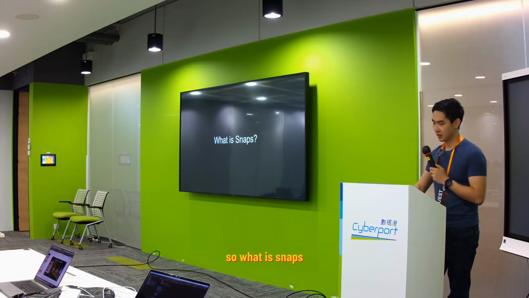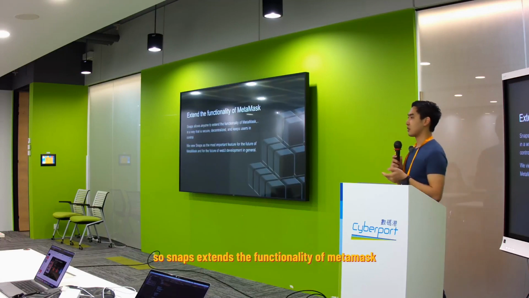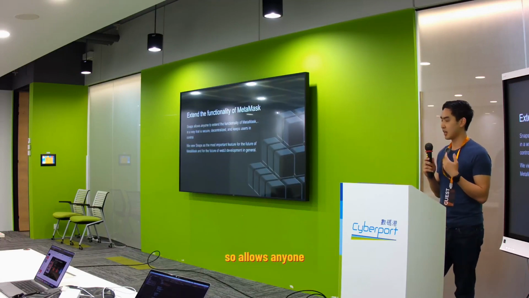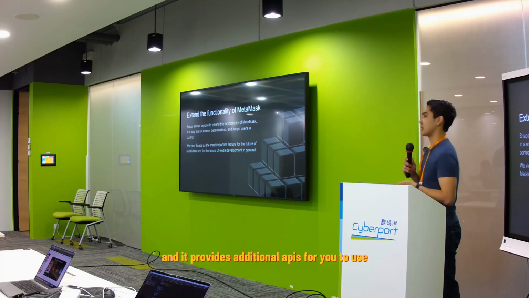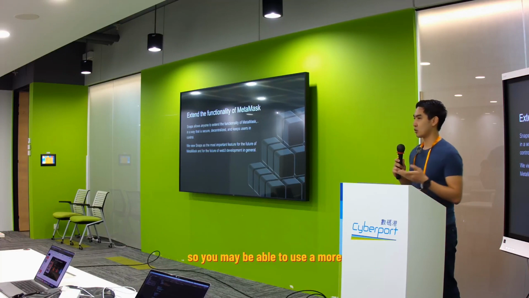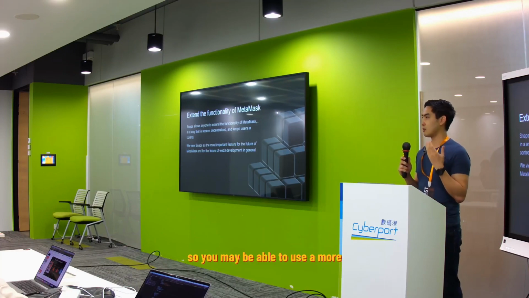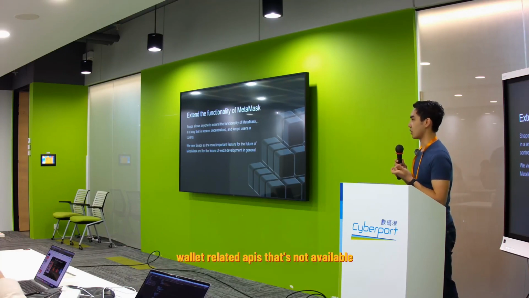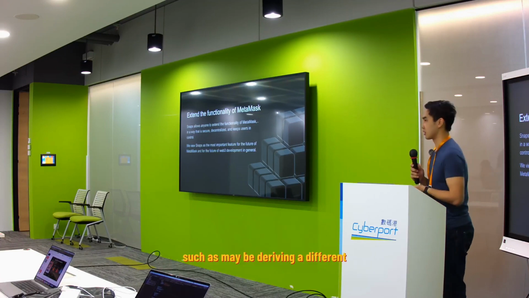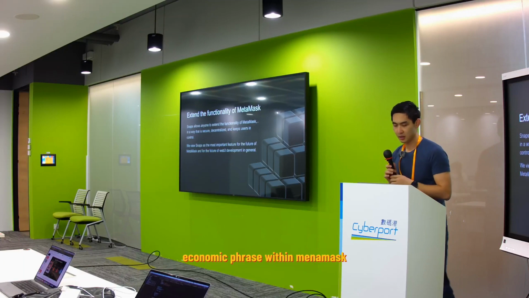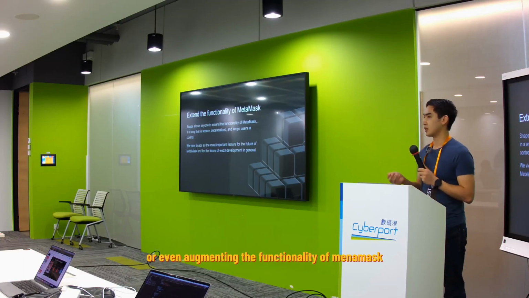So what are snaps? Snaps extend the functionality of MetaMask, allowing any developer to build on top of it, and they provide additional APIs for you to use. You might be able to use more wallet-related APIs that are not available otherwise, such as deriving a different mnemonic phrase within MetaMask, or even augmenting the functionality of MetaMask.